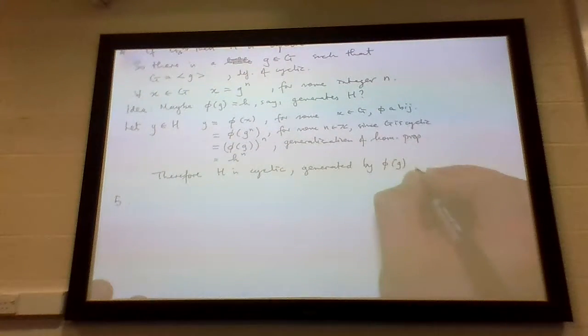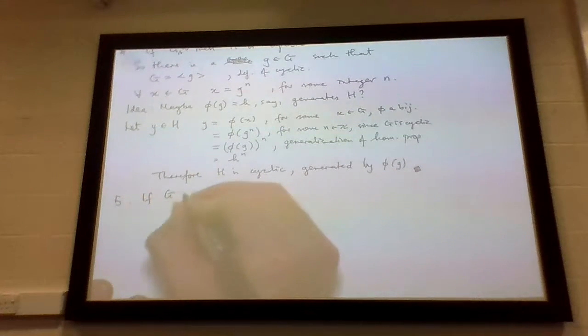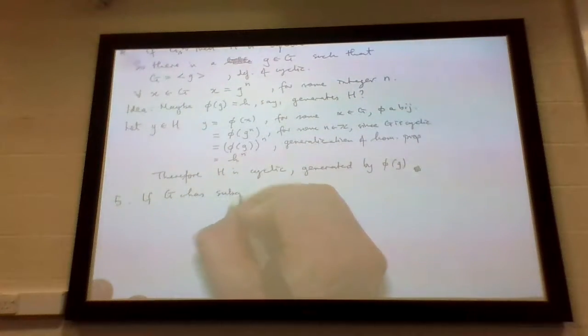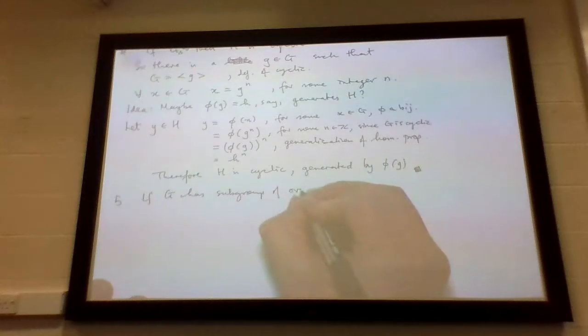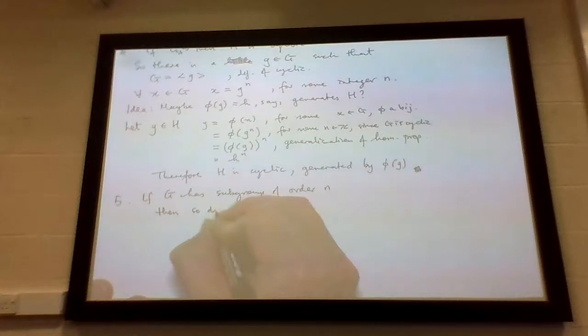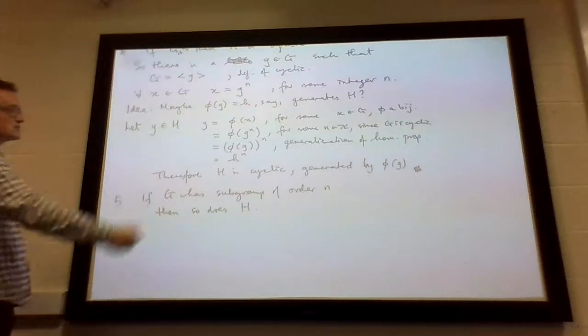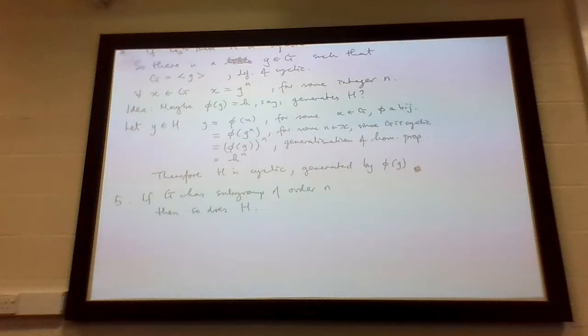Okay, number 5, so that's the end of that proof. Next: if G has a subgroup of order n, then so does H. Remember, isomorphic groups are supposed to be equivalent as groups, the same as groups. So if G has some group property, such as having a subgroup of some size, H should have one as well.